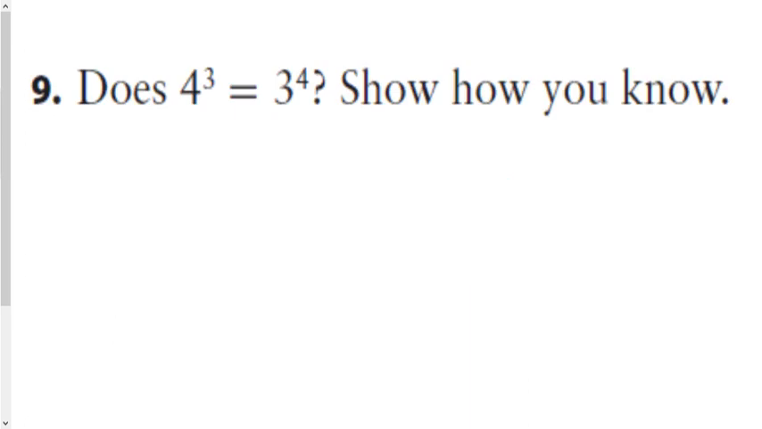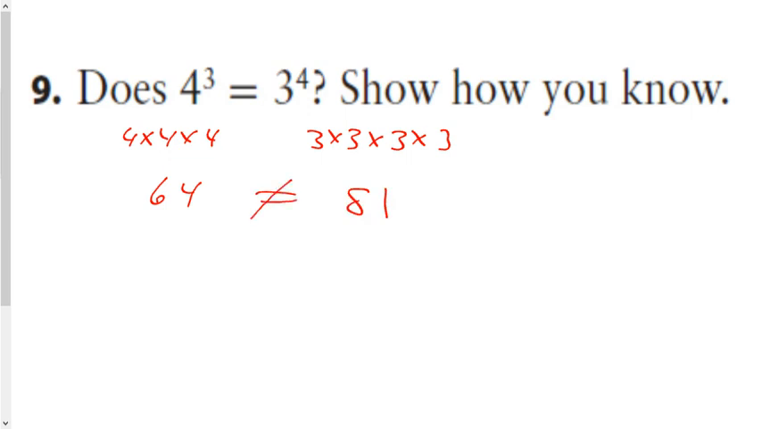Question 9. Does 4 cubed equal 3 to the exponent of 4? Show how you know. So when I say 4 cubed, I mean 4 times 4 times 4. And when I say 3 to the exponent of 4, I mean 3 times 3 times 3 times 3. When I show it like that, 4 times 4 times 4 is actually 64, and 3 times 3 times 3 times 3 is 81. And since 64 does not equal 81, I can definitively say that 4 cubed is not the same thing as 3 to the exponent of 4.